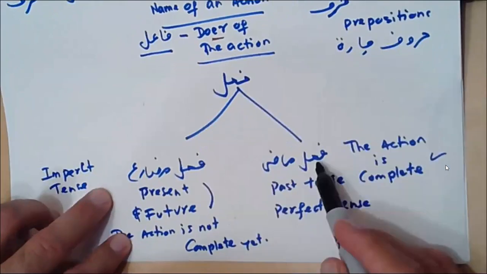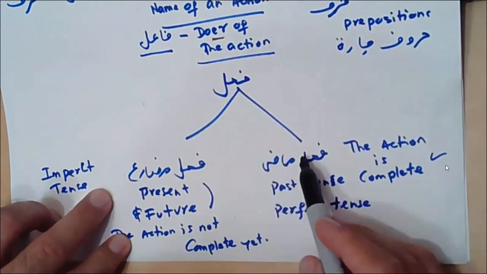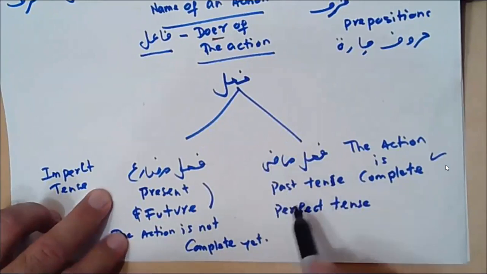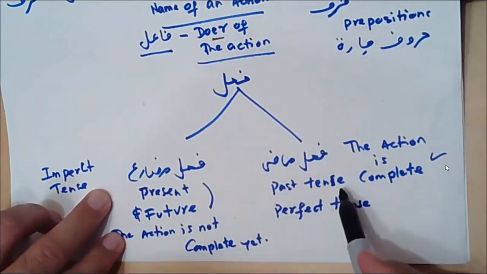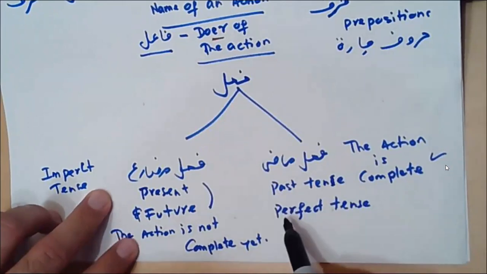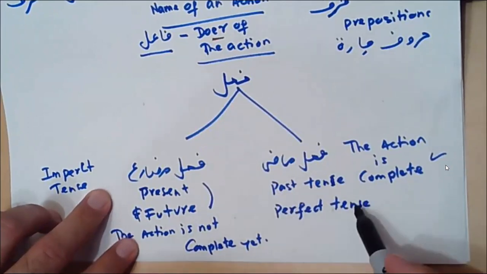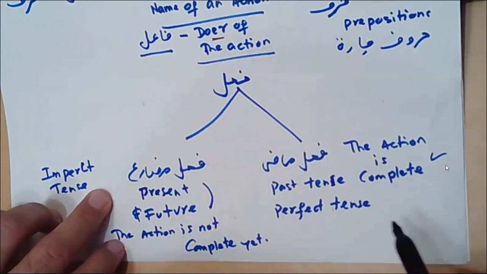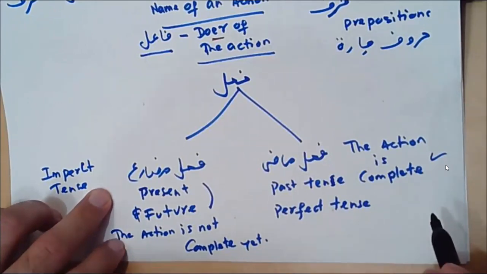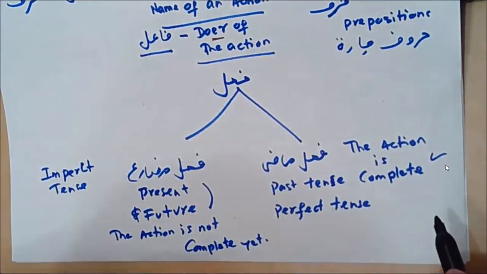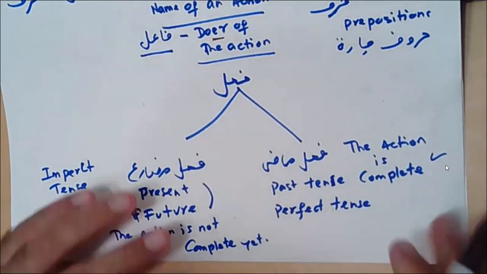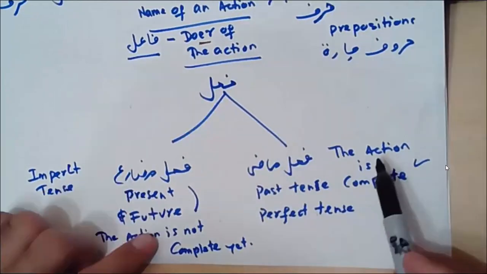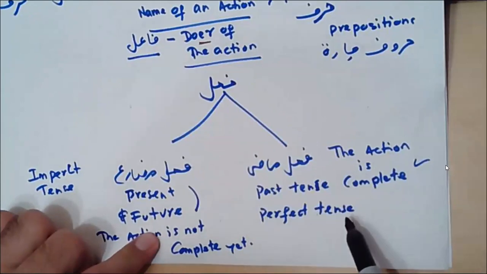One of them is known as fail-e madi. What is it known as? Fail-e madi, meaning it's the past tense. What is the name? Past tense. And another name for the past tense is perfect tense. Why is it a perfect tense? Because we know the action is complete. If something is done in the past, do we have any doubt about it? No. So that is why it is known as a perfect tense.